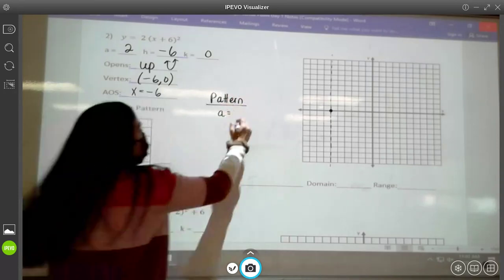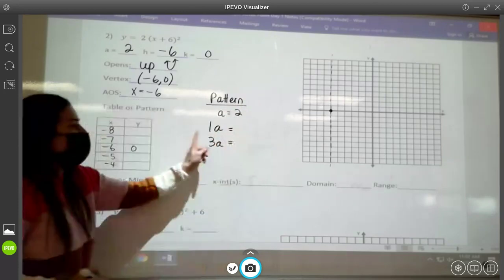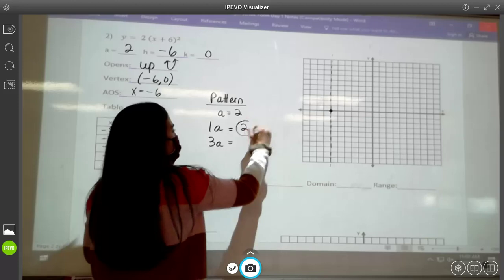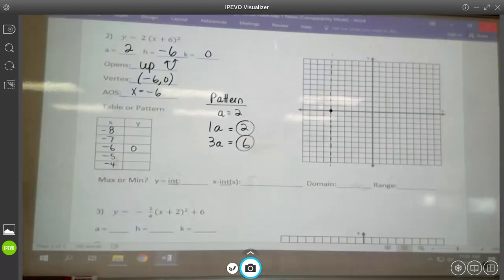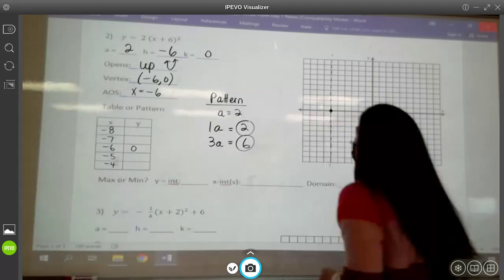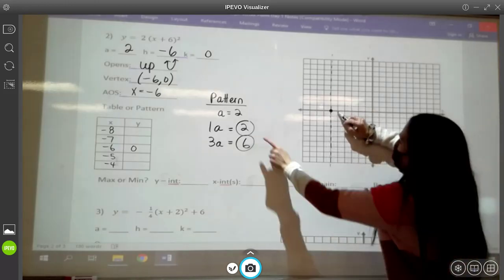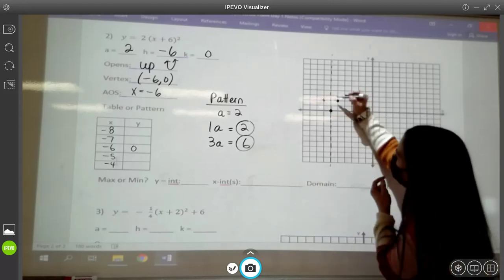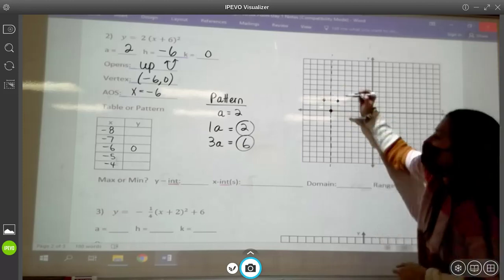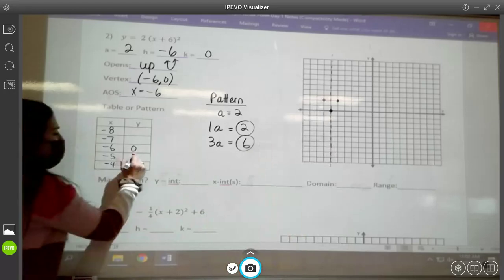A is going to be 2 here, so let me get my 1A and my 3A ready. 1 times 2 is 2 jumps. 3 times 2 is 6 jumps. And this parabola should be going up because A was positive, so they should be positive jumps. All right, here we go. So from our vertex, go to the right one to the next x value, but jump up 2 spots. And then go to the left and jump up 2, or just match it on the other side.